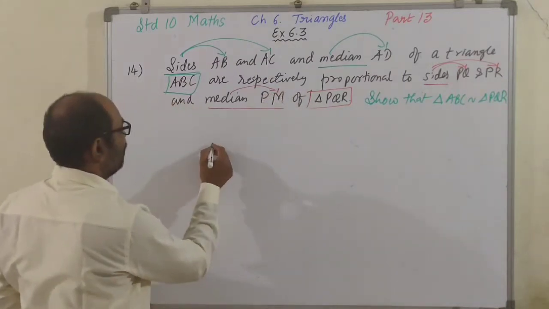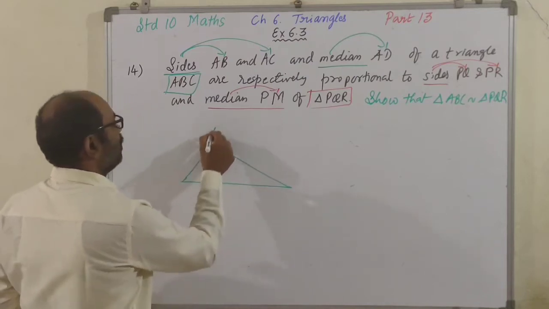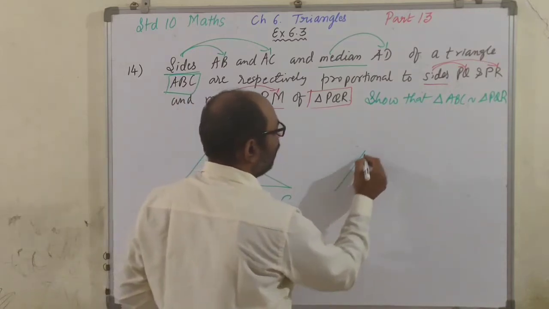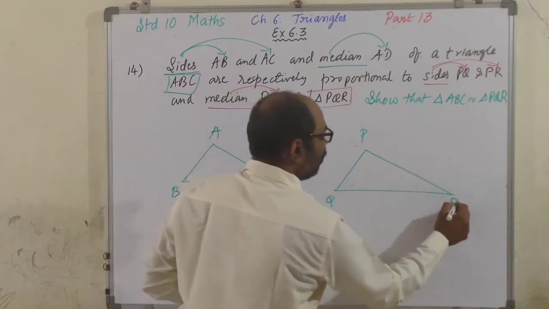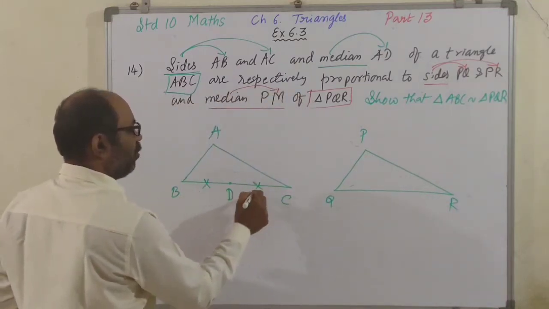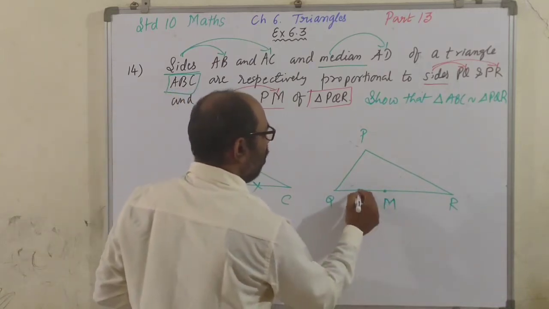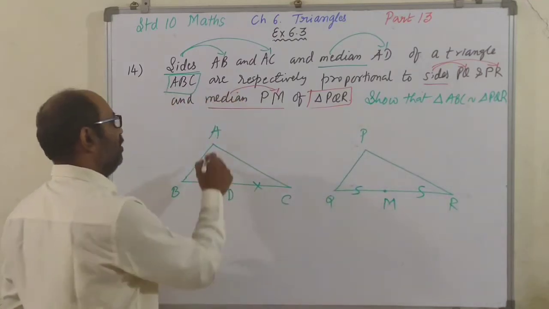Here it is. This is triangle ABC. Triangle PQR. D is the midpoint, so BD equals DC equals half of BC. M is the midpoint, so QM equals MR equals half of QR.